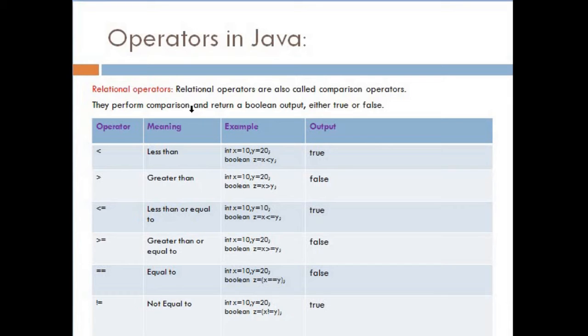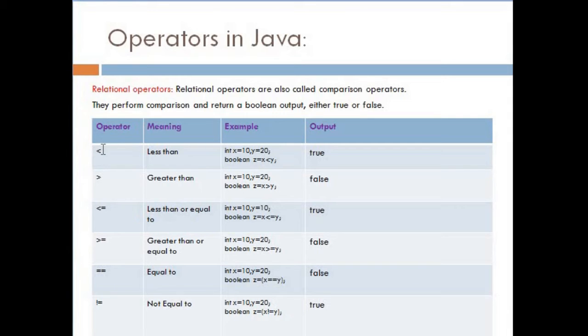They are used to perform the comparison and return a Boolean output, where the Boolean output can be either a true or a false. Remember, true represents 1 and false represents 0. Now look at this chart. This chart shall explain you all the possible types of relational operators.